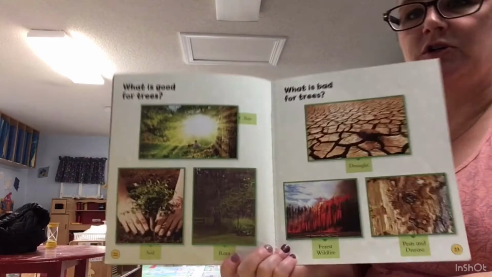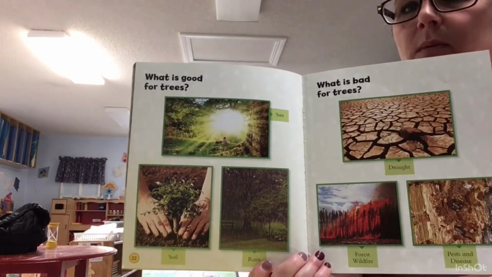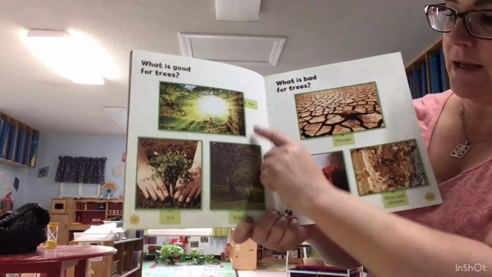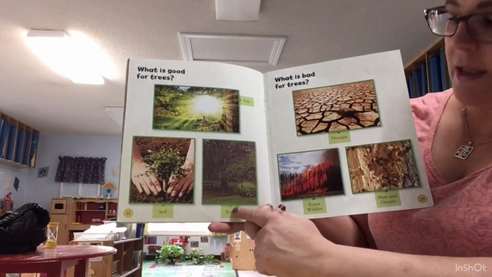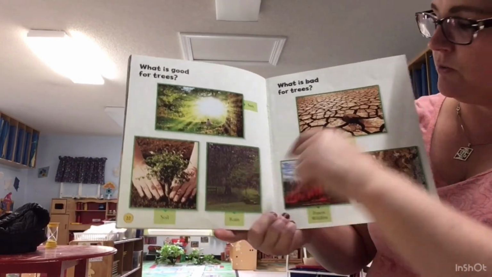What is good for trees? Remember, we talked about that. What's good for trees? Sun, soil, and rain. That's what helps trees grow.